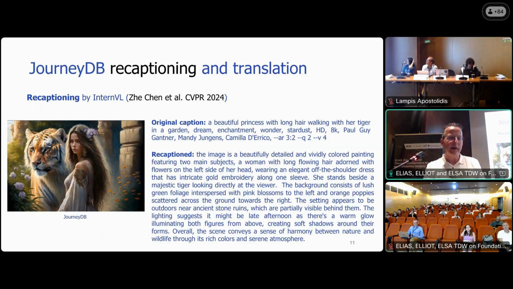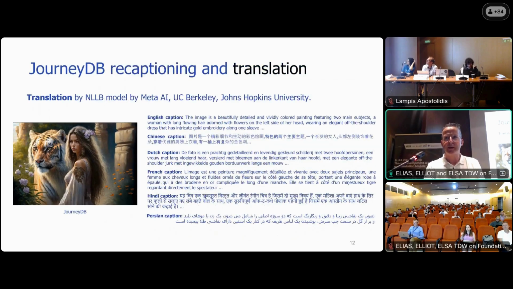And here we did recaptioning and translation. So we first recaptioned, and then in the second stage, we translated all these dense captions to the international variants. And here we used the NLLB model by people from Meta AI, UC Berkeley, and Johns Hopkins University.